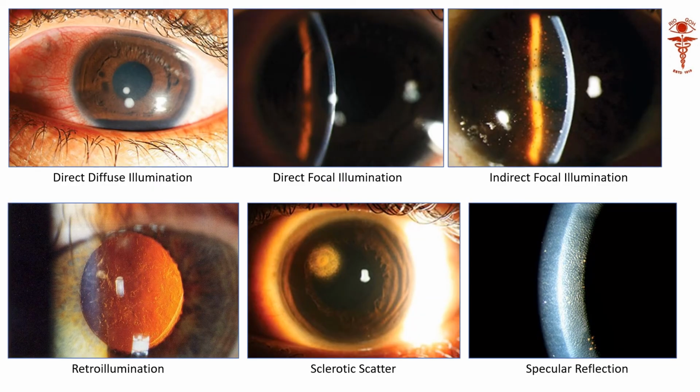So these are the illumination techniques which we saw in the previous slide and which you are going to see in detail here. So this is direct diffuse. It's very clear. Can you see? Diffusely the whole of the eye is illuminated. Now I see some conjunctival congestion here. The lid margin seems almost healthy. The cornea seems okay.